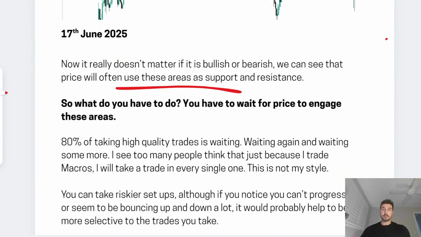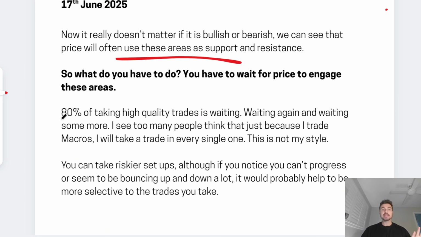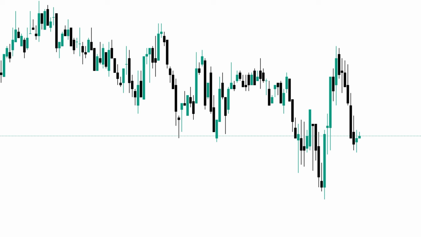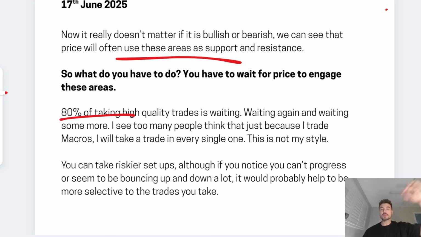But what can you do from here? How can you implement this? You have to wait for price to engage these areas. 80%, like I say, 80% of taking high quality trades is waiting. The market conditions currently, when I'm looking at the charts right now on my separate screen, they're horrible. We're close to all-time highs. We're not going to trade that. And so today specifically, I told my Discord, I'm not going to trade today. I'm not going to trade London session. That is a non-probable situation to trade in when we're at all-time highs.